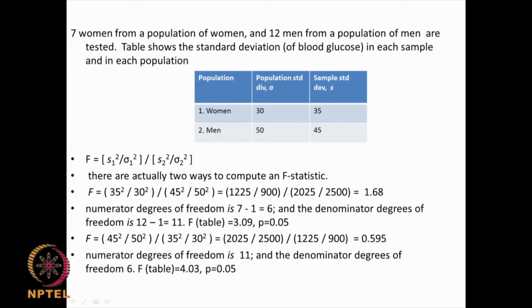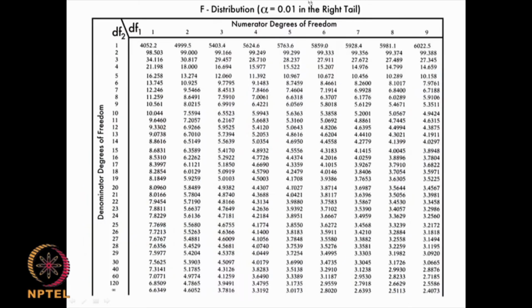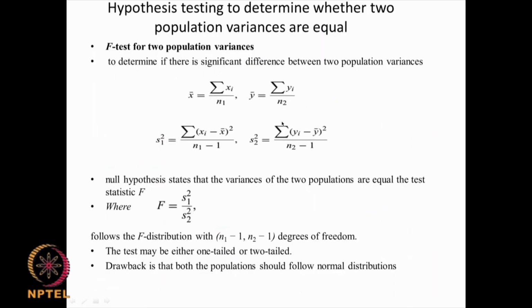Either way, whether we put the variance of the men in the numerator and the variance of the women in the denominator, or the variance of the women in the numerator and the variance of the men in the denominator, this table is very useful, be it for a 95% confidence interval or a 99% confidence interval. The F test looks at two population variances and determines if there is a significant difference between the two populations. If I am taking only samples, I do not have any idea about my population.